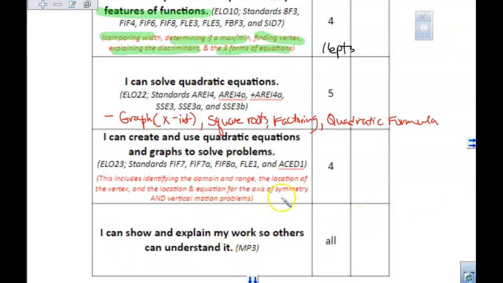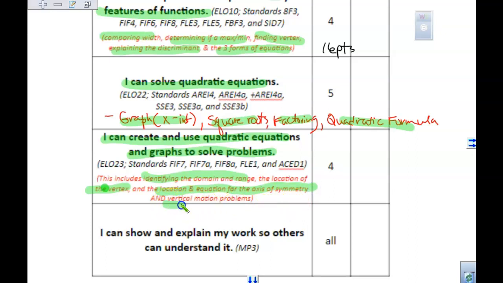So as we are looking at that, I can solve a quadratic by graphing x-intercepts, square roots, factoring. The next one, I can create and use quadratic equations and graph to solve them. So this is where we're going to talk about identifying your domain and range. Where is the vertex? Where's the axis of symmetry? I might have you draw it.